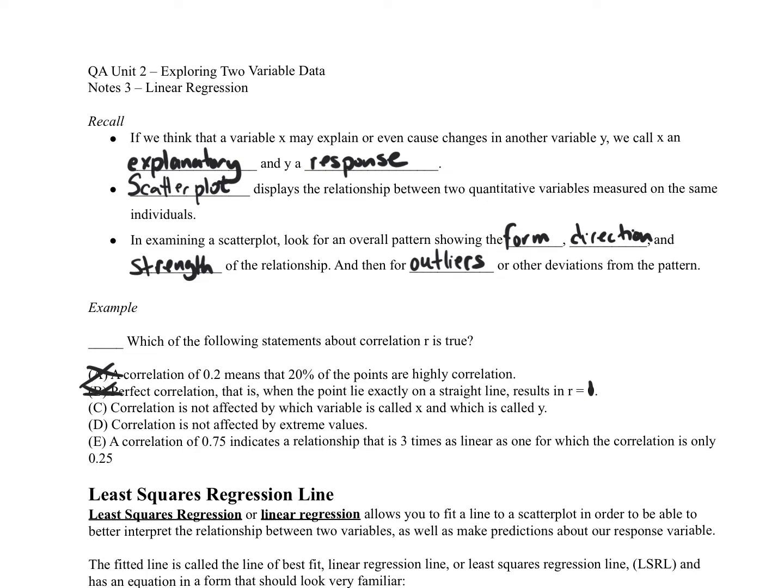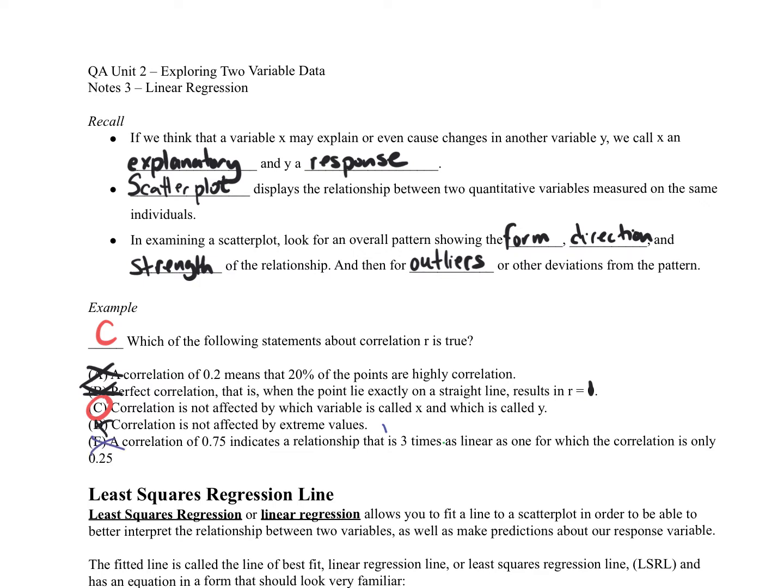Correlation is not affected by which variable is x and which is y. That is actually true. It does not matter which is which. Correlation is not affected by extreme values. We just said that's not true, because outliers will change it quite a bit. And then, a correlation of 0.75 means the relationship is 3 times as strong as one that's 0.25. Not necessarily true. It's just a number between -1 and 1.